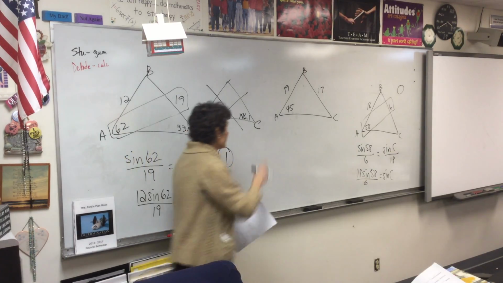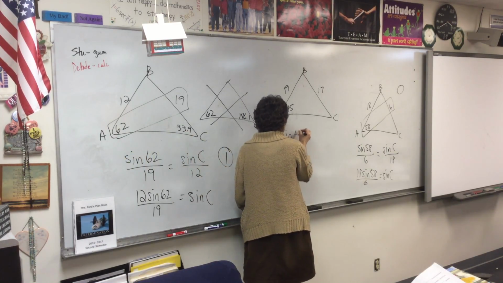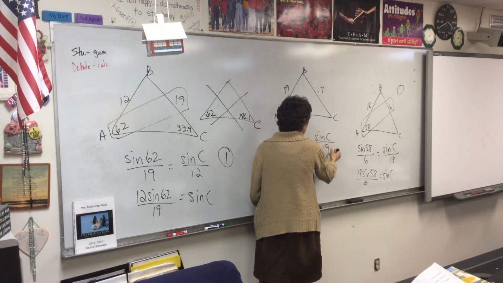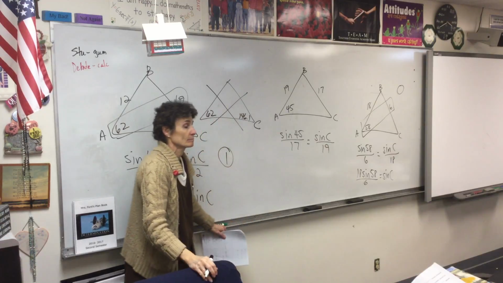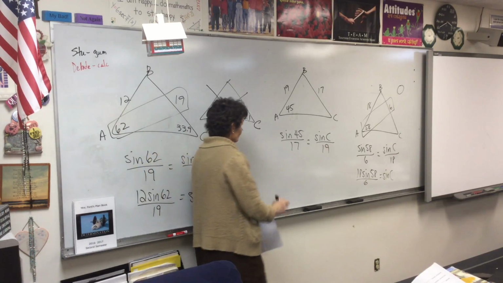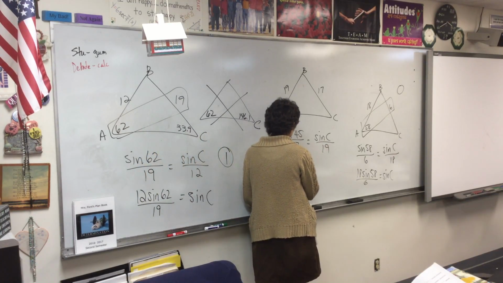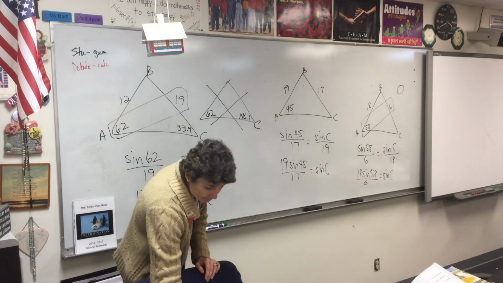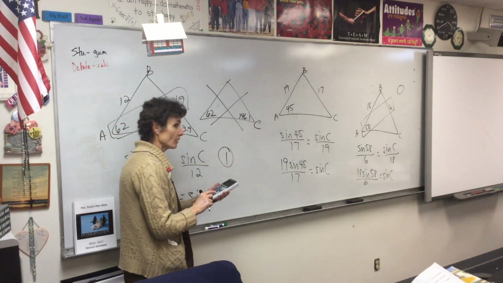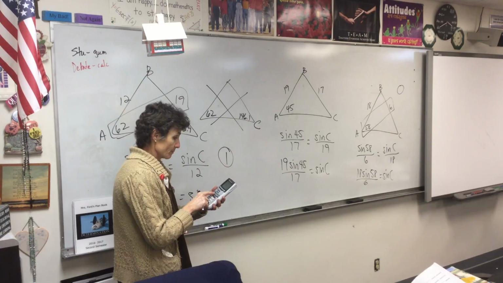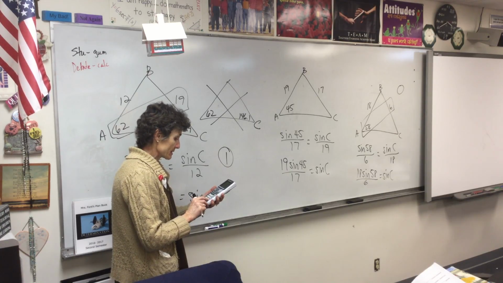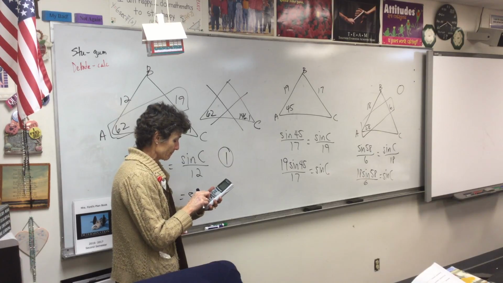All right, so here it is again, our set. So sine 45 over 17 equals sine C over 19. Now remember, tomorrow we're gonna do as much as we can do. Don't leave anything blank because I can't give you points for blank.